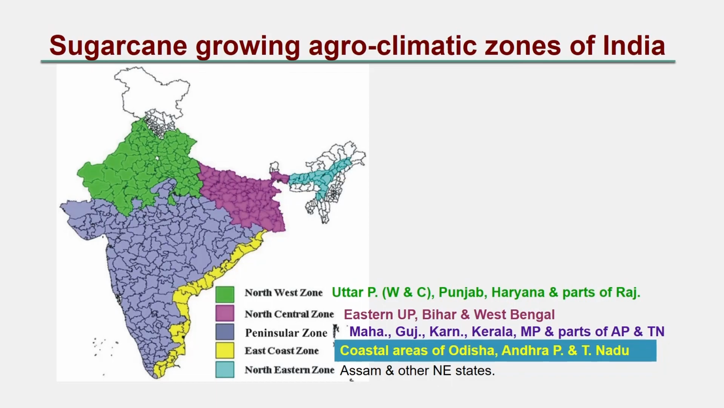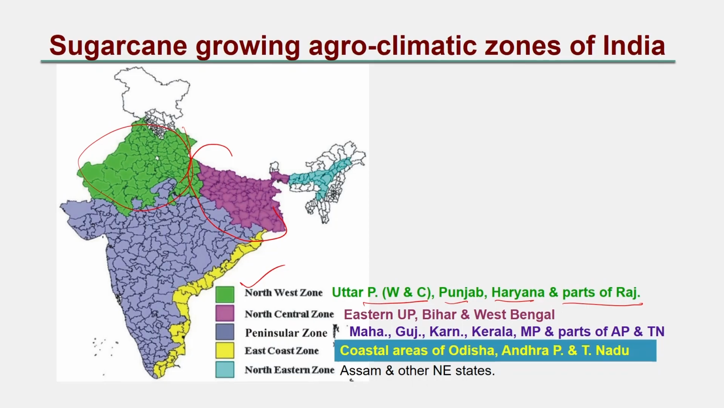Now, you can see sugarcane growing agroclimatic zones of India. So, there are 5 zones. You can see number 1 is northwest zone. It is shown by green color in the map. It includes Uttar Pradesh, particularly western and central UP, Punjab, Haryana and parts of Rajasthan. The north central zone, this is north central zone, you can see. It includes eastern UP, Bihar, West Bengal.